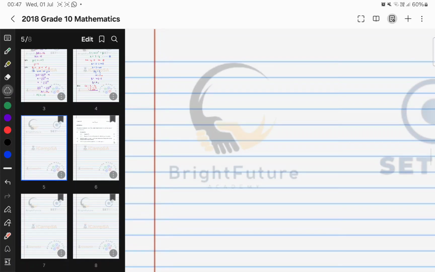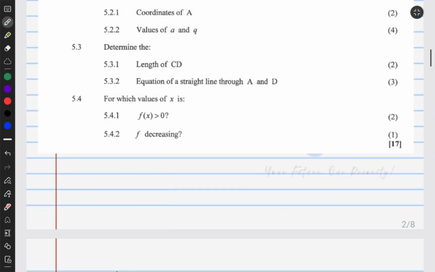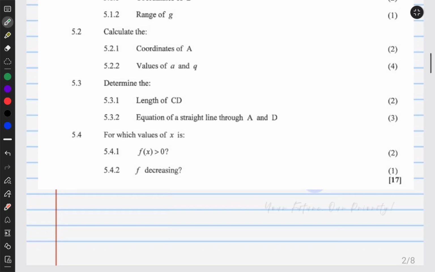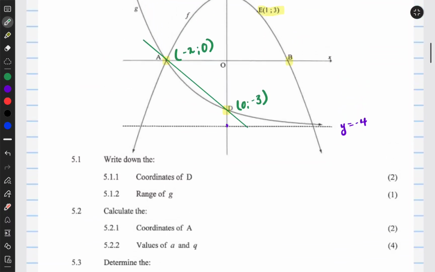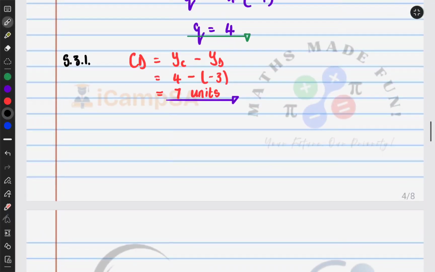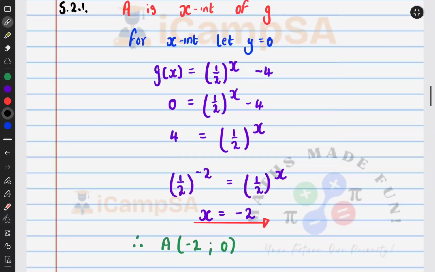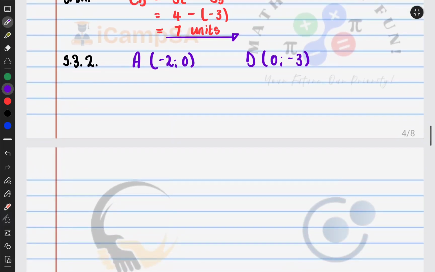Okay, so this is 5.3.2, the equation of a straight line through A and D. Let's quickly write down the coordinates of A and D. Coordinates of A is negative 2 and 0, and the one for D is 0 and negative 3.